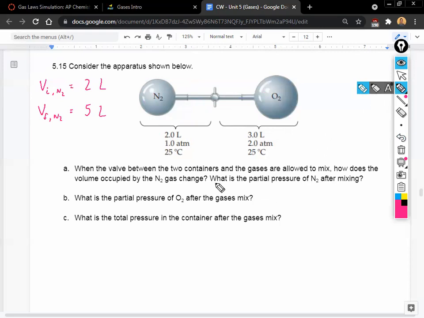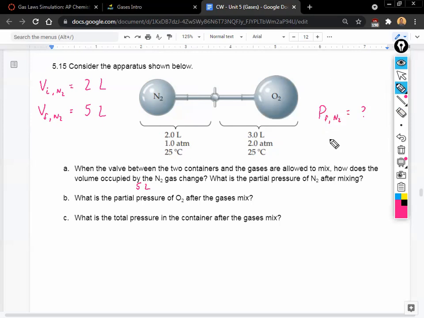So we found the volume occupied by nitrogen, it's going to be 5 liters. Now it's asking us, what is the partial pressure of nitrogen after mixing? So now we're looking for the final pressure of nitrogen after it's mixed. We have the initial volume, we have the final volume, and we're looking for the final pressure.